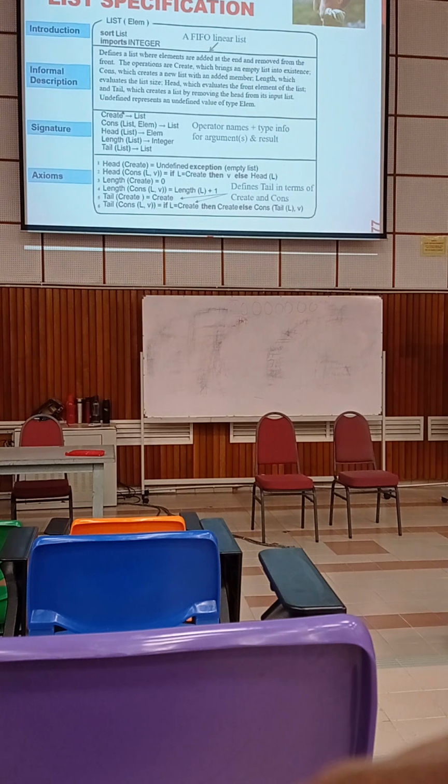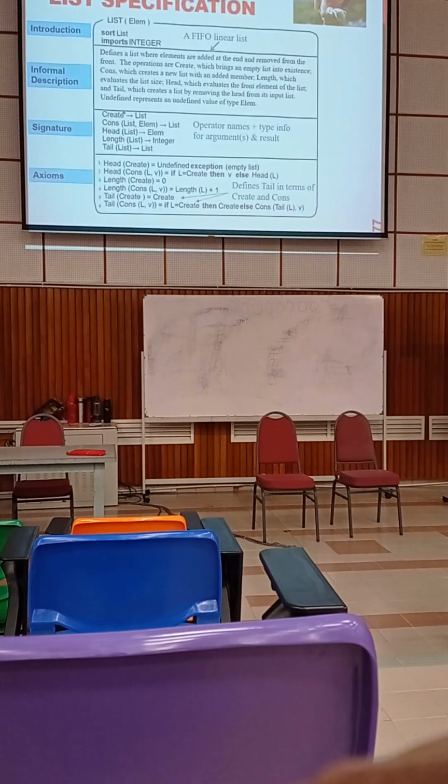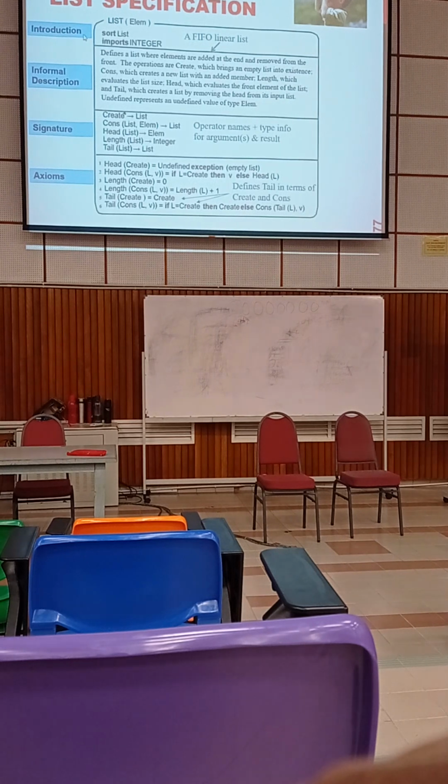Okay, this is a simple example of algebra. Who is able to understand this? Creating a list. Imports integer. So it's a list, you are creating a list. This is a description: the list is where elements are added at the end and removed from the front. Okay, so just explanation.